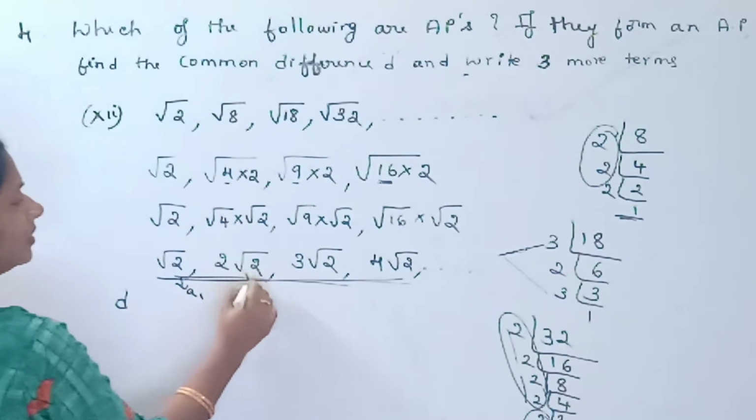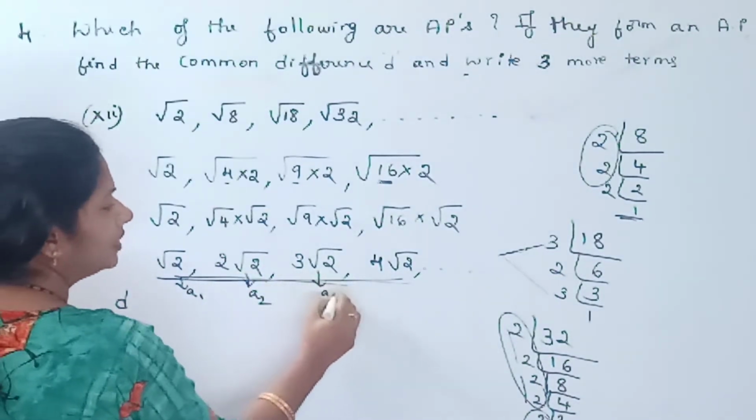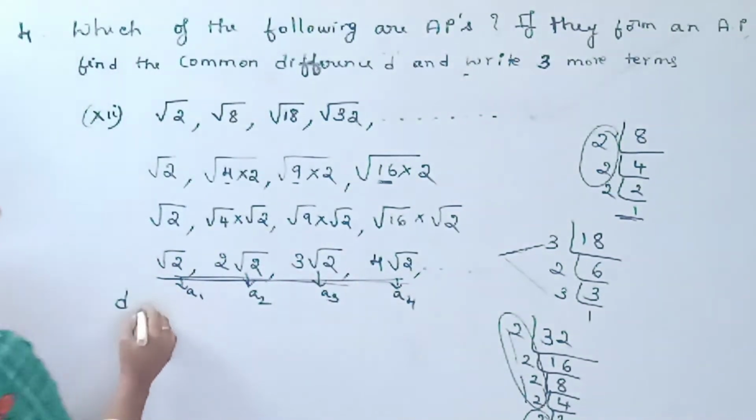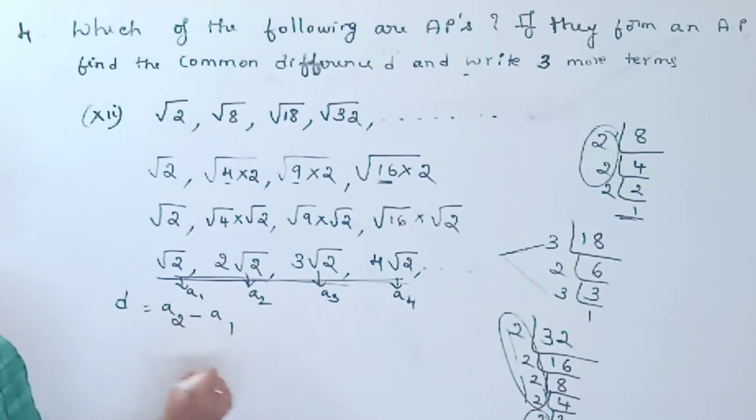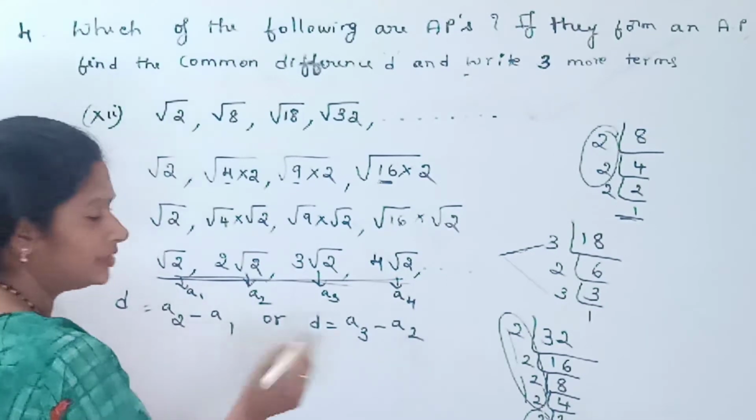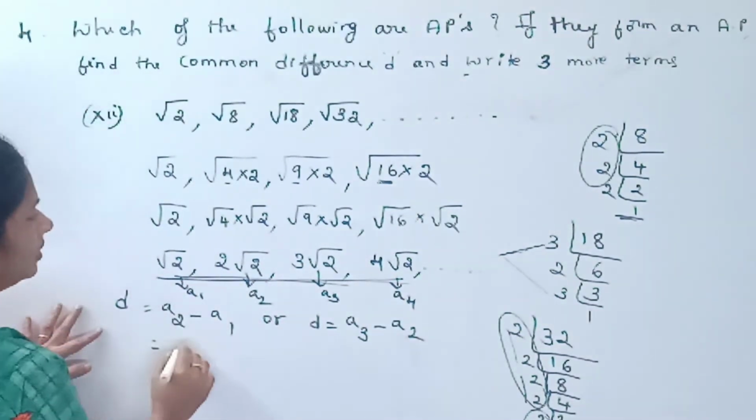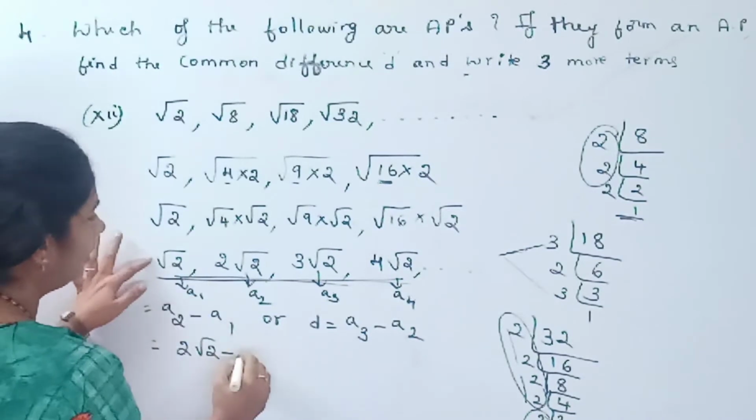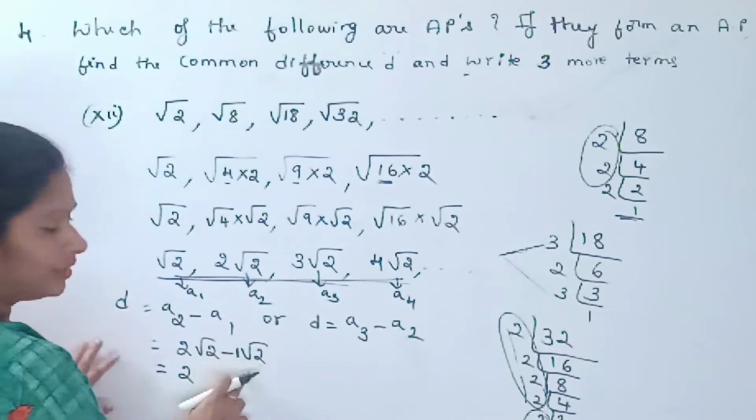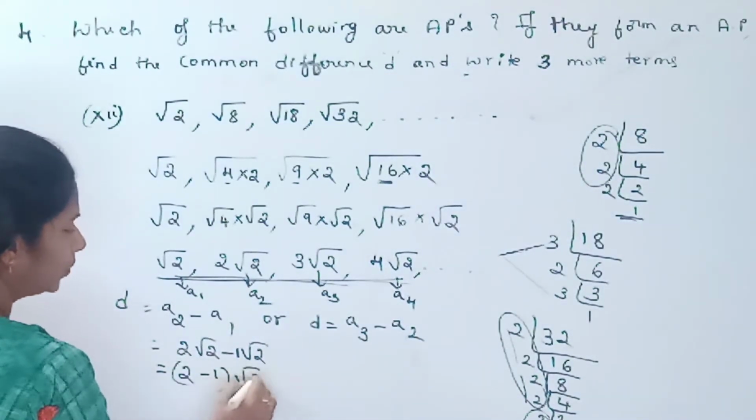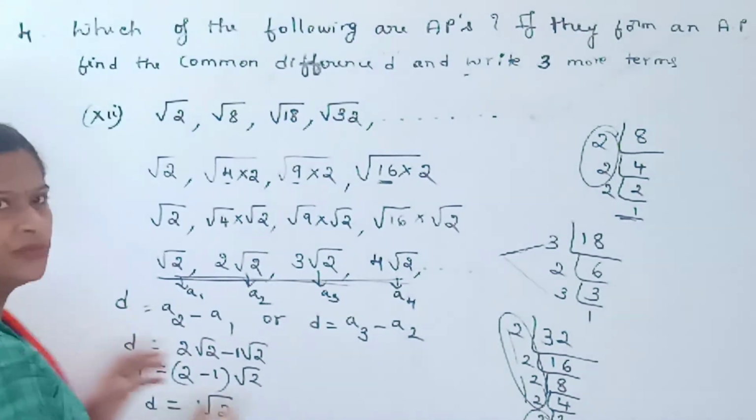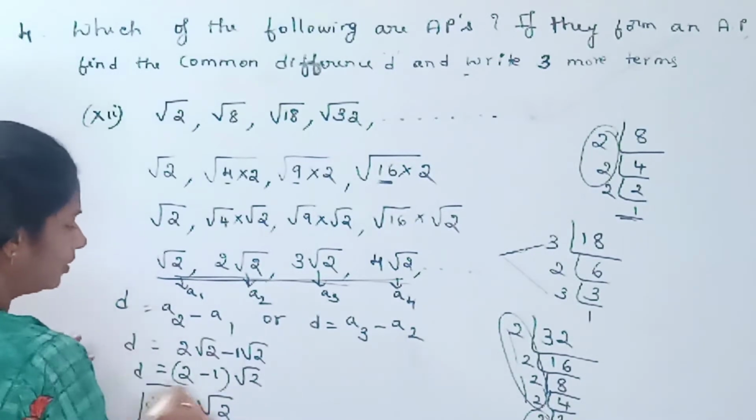This is the A1. Second term is A2. This is the third term A3 and this is the fourth term, A4. Now find the common difference: A2 minus A1, or D equal to A3 minus A2, isn't it? So find out A2 minus A1. So it is 2 root 2 minus A1 value, which is root 2. Here the coefficient of root 2 is 1. So 2 minus 1 root 2. So what is the common difference, children? D equal to root 2. You can write 1 root 2 or just write root 2 itself.